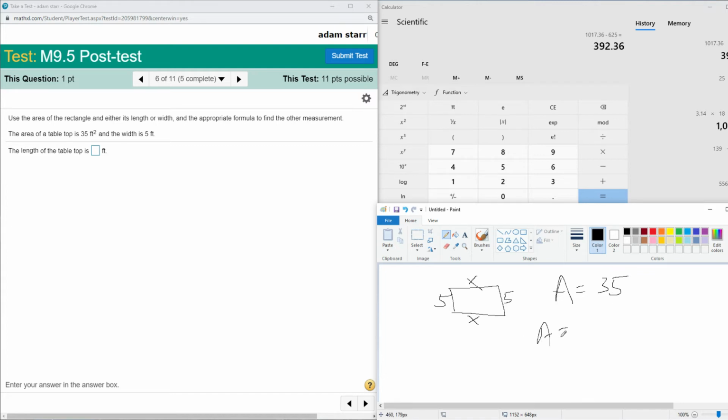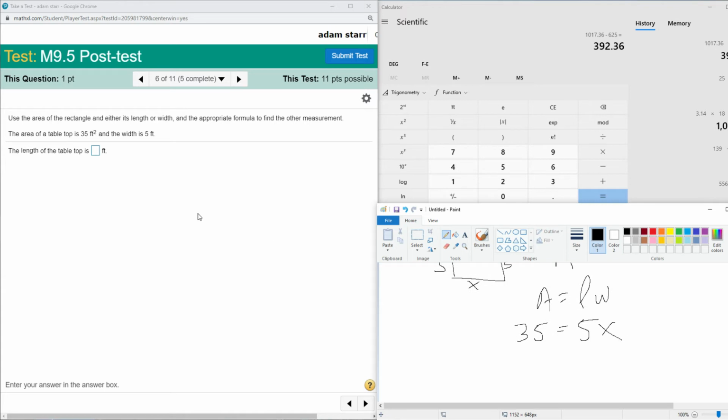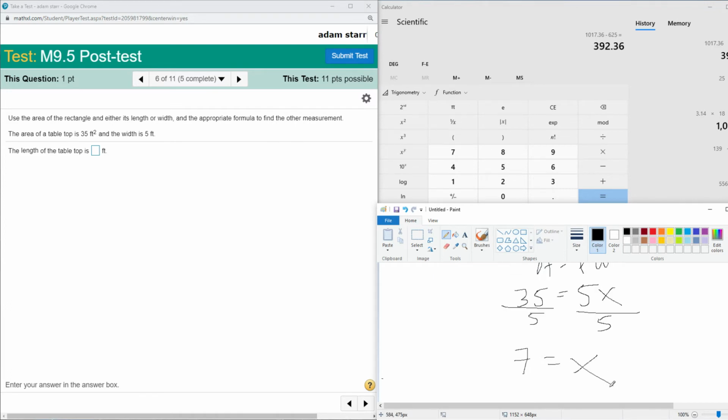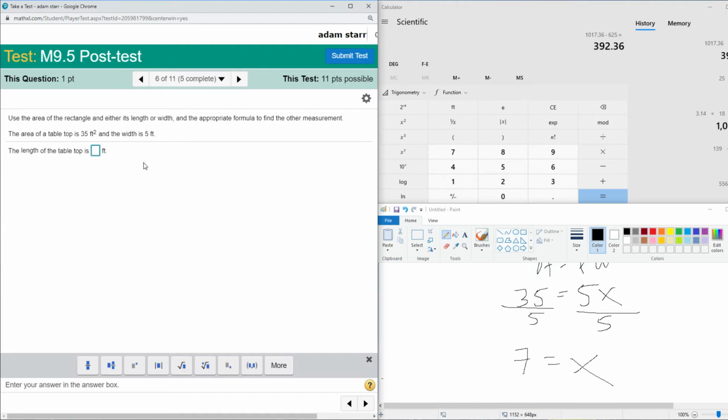Well, area of a rectangle is just length times width. So substituting here, my area is 35, my length I don't know is x, and my width is 5. So this creates the expression 5x. So I have the equation 35 equals 5x, and I'm going to solve for x, which in this case is my length. I'm going to divide by 5 on both sides, and I get 7 is equal to x. So my length here will be 7 feet.